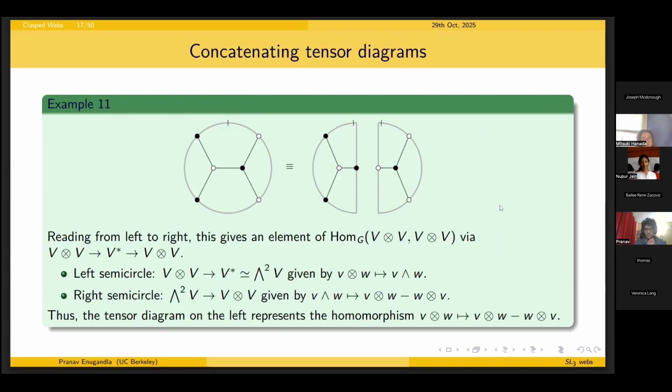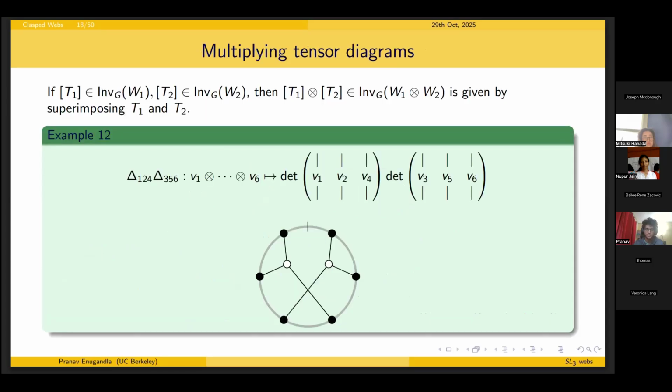And on the level of morphisms, this just looks like composing. So if you read your tensor diagrams left to right, you get a map. For each of these semicircles, you get a map, and then you compose both those maps to get a bigger map. So theoretically, that's what's happening, but on the level of graphs, you're just slicing your graph in half, and then you get two pieces.